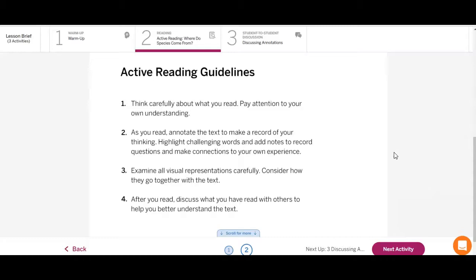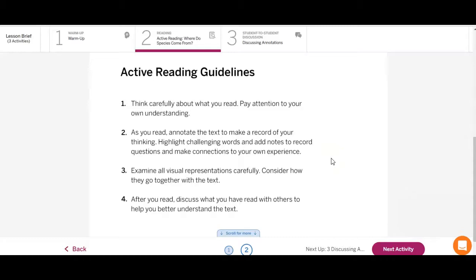When you're reading something and you notice, wait, I don't understand what this is saying, read it again. Read it a couple times. If you still don't understand what it says, leave a note that says, I'm not quite sure what this is saying, or hey, this doesn't make sense to me. Maybe it leaves you with a different question. Put the question there. As you read, annotate the text to make a record of your thinking, highlight challenging words, and add notes to record questions and make connections to your own experience.